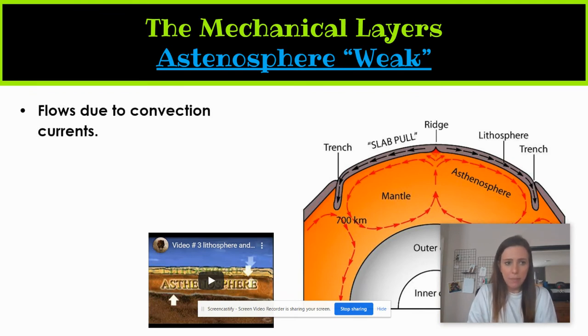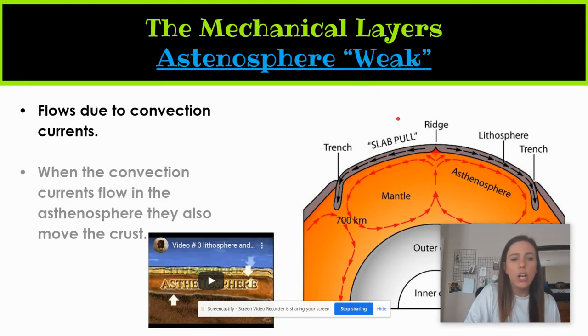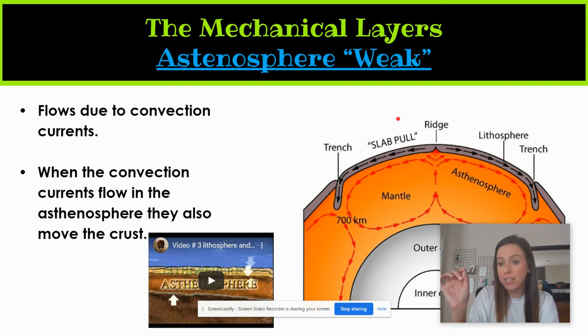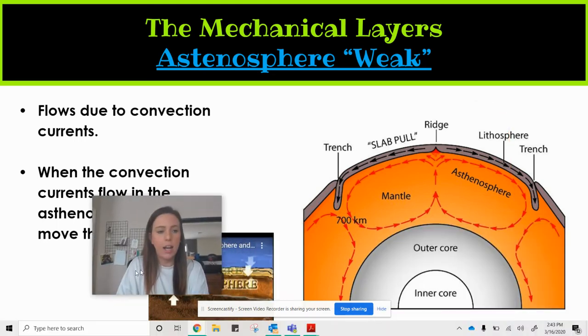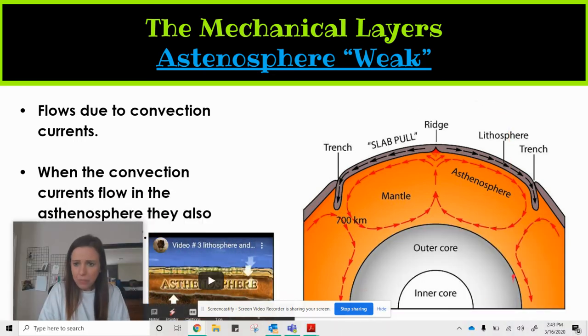The next layer is the asthenosphere. The asthenosphere flows due to convection currents. So if you look here in this visual, the asthenosphere has what we call convection currents. And we've learned about that in thermal energy and how heat transfers. And so basically, that asthenosphere is going to move in these currents. And as it does that, it's actually going to move the crust. And that's how we get our tectonic plates and how our tectonic plates move, which we'll get into a little bit further.